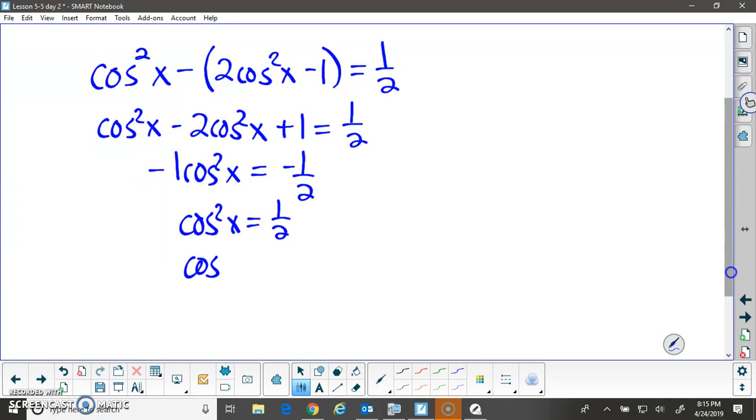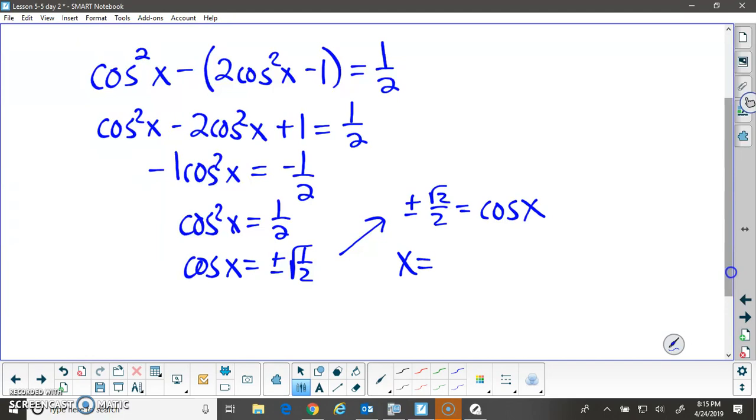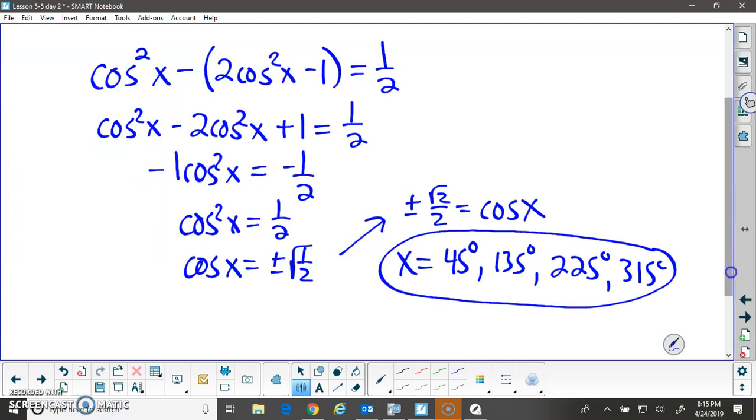Square root both sides. Cosine of x would equal plus or minus the square root of 1/2. And again, the square root of 1/2 becomes plus or minus the square root of 2 over 2. And since that equals the cosine of x, my answers would have to be 45 degrees, 135, 225, and 315. Those are my answers between 0 and 360. Next, we're going to get into half-angle identities.